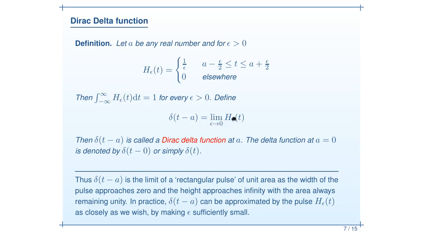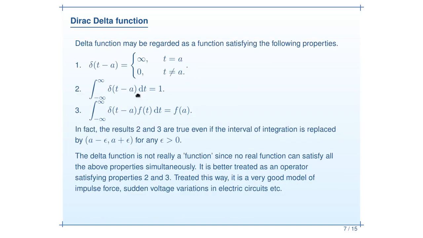And the limit of this pulse as epsilon tends to 0, that is what we call the delta function. So this delta function defined in this way has the property that it has a very high value at one single point A but 0 value elsewhere. So we arrive at this kind of a function satisfying this condition and at the same time this condition, and you can prove that the delta function defined as above will also satisfy the third condition. So this is called the delta function.